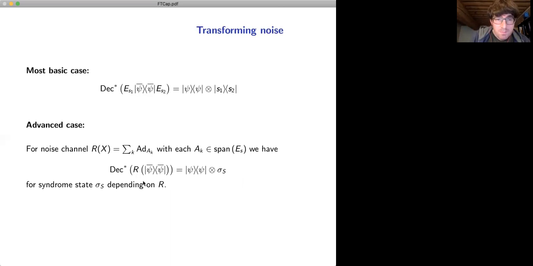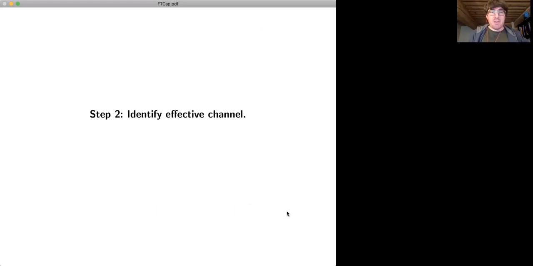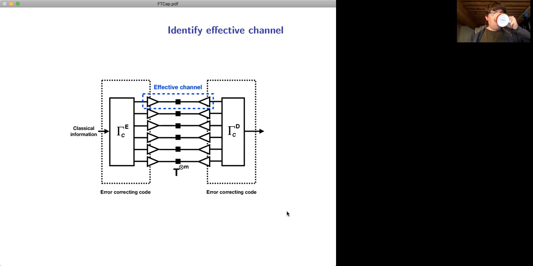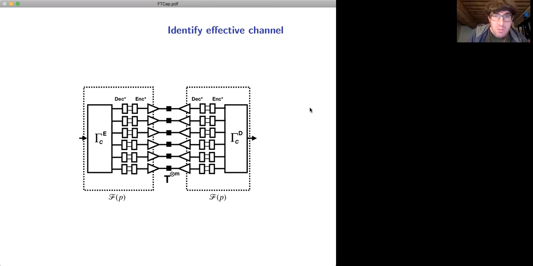Okay, so all you should take away from this is that correctable errors transform to products under this dex star operation. And now let's use this for identifying the effective channel. I had this picture before, and this whole coding scheme under this noise model is a very complicated quantum channel. Now I want to introduce pairs of eng star and dex star formally on these lines, just like this. Remember, they are identities.